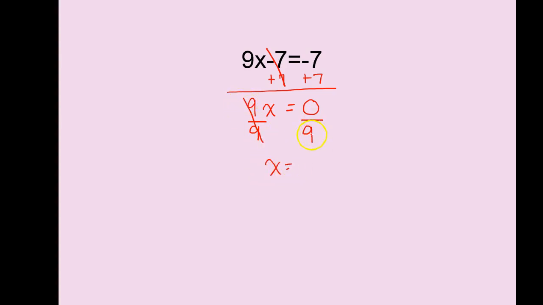And 0 divided by 9 is 0. So x is 0. Again, you can plug it in. 0 minus 7 equals negative 7. You can plug it in to check it. So make sure you do that too.